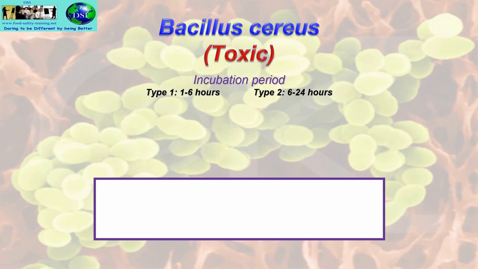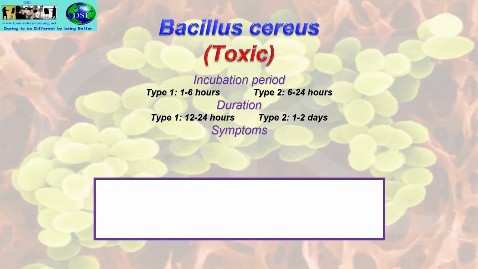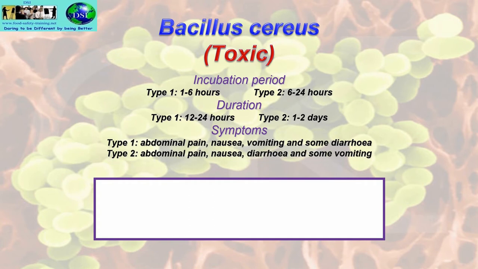The incubation period, the two types, so again, something else to remember, just to bombard you with more information. There's type 1, which is 1 to 6 hours, and type 2, 6 to 24 hours. So there's two types of toxins produced. The duration of the illness, from 12 to 24 hours for type 1, type 2, 1 to 2 days. Symptoms, type 1, abdominal pain, nausea, vomiting, and some diarrhea.